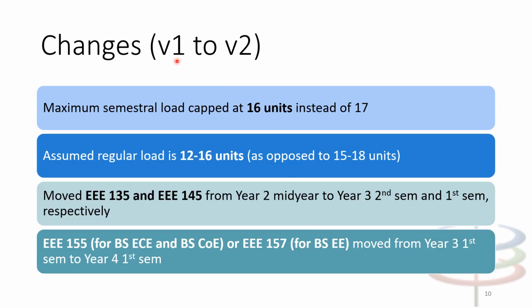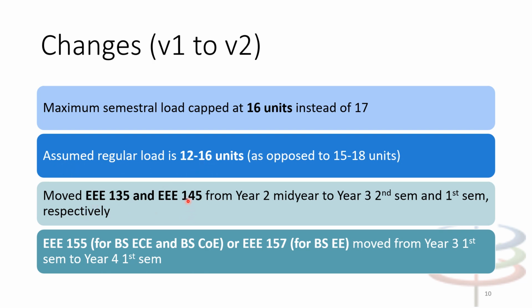So just to summarize the changes that we have from version 1 to version 2, we changed the semestral cap to 16 units instead of 17. We have a 12 to 16 unit regular load instead of 15 to 18. So for next semester, this assumption still holds.